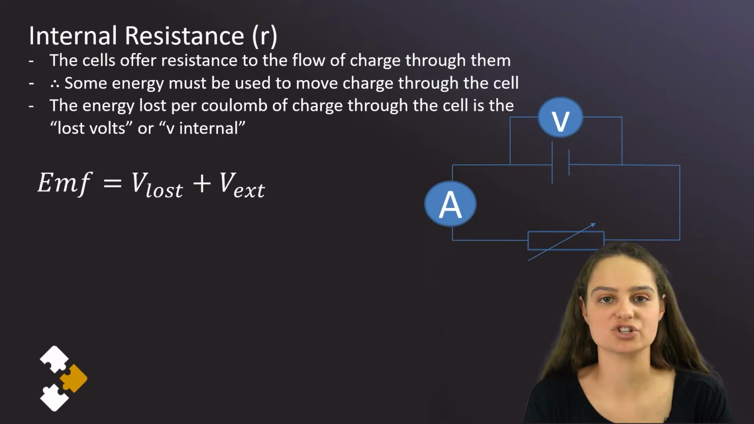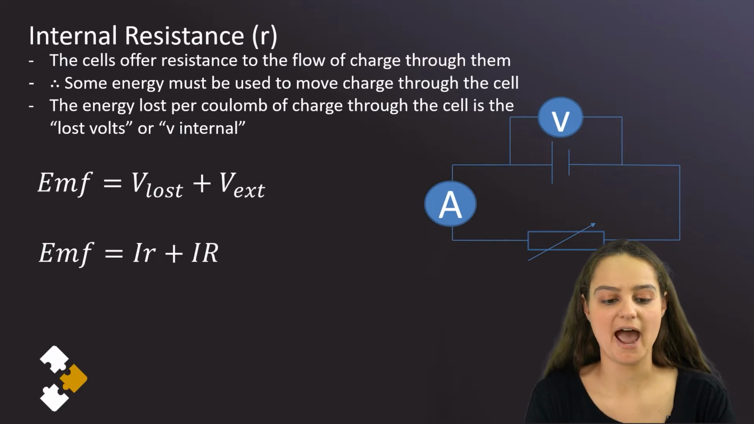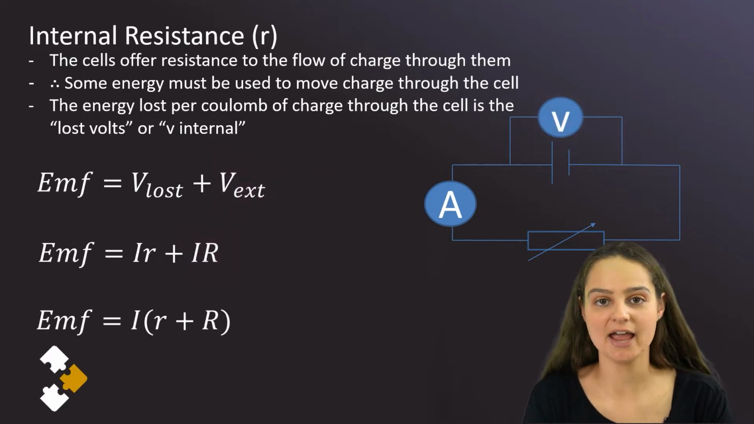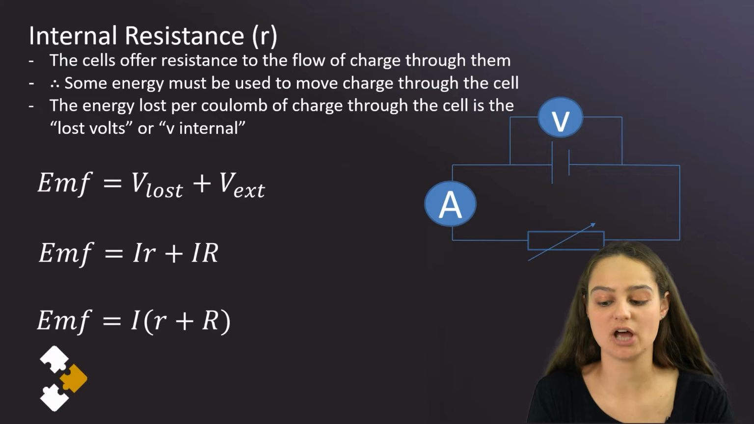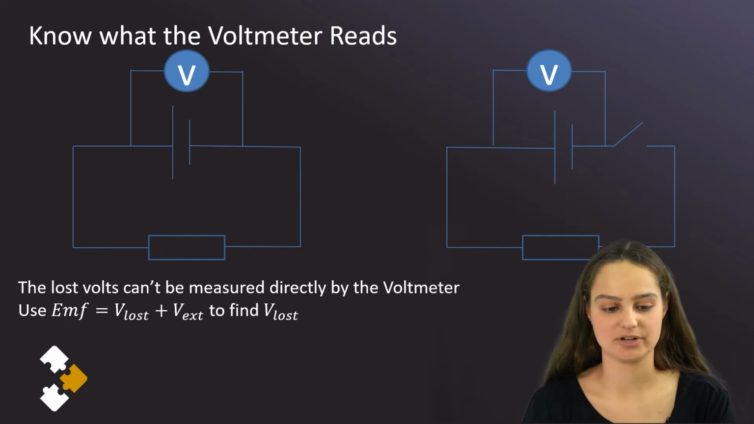So we have this equation: EMF is equal to V lost plus V external. Another way that we can write this is EMF is equal to I times small r plus I times big R. So that means that V external is equal to big I times big R. If we then factor out the I, we can see that EMF is equal to I(small r plus big R).